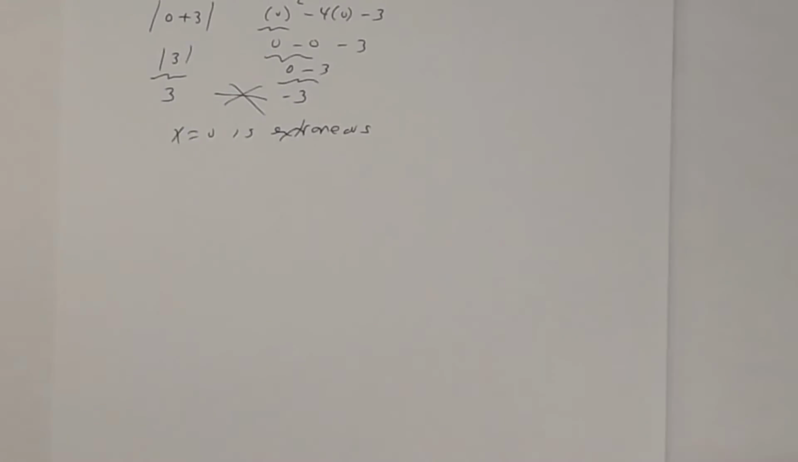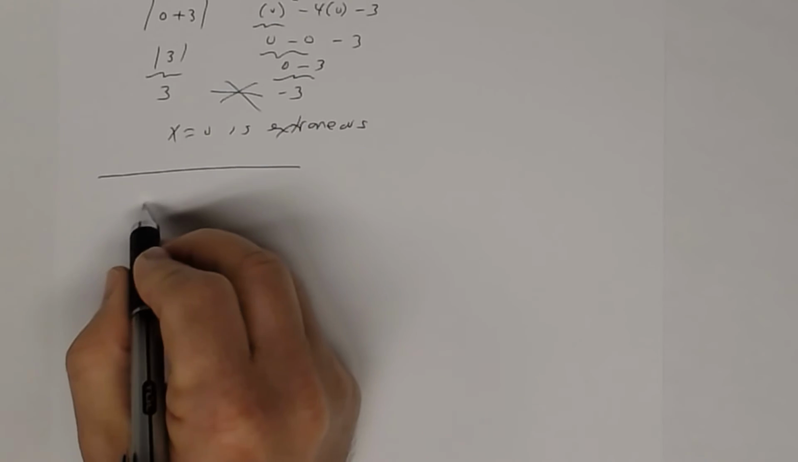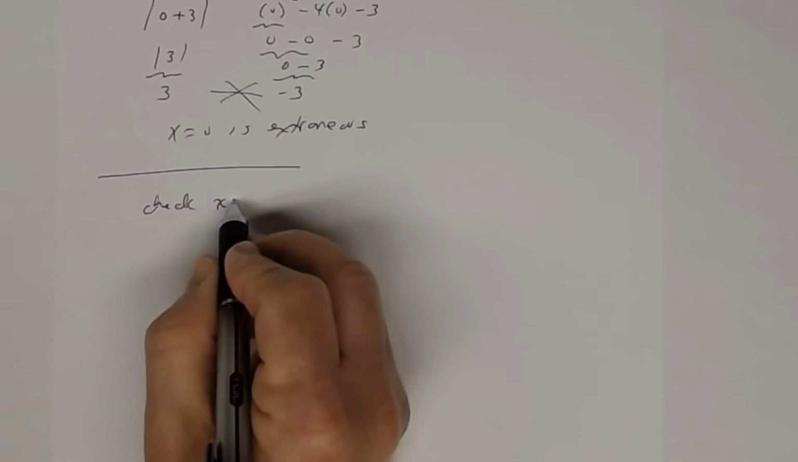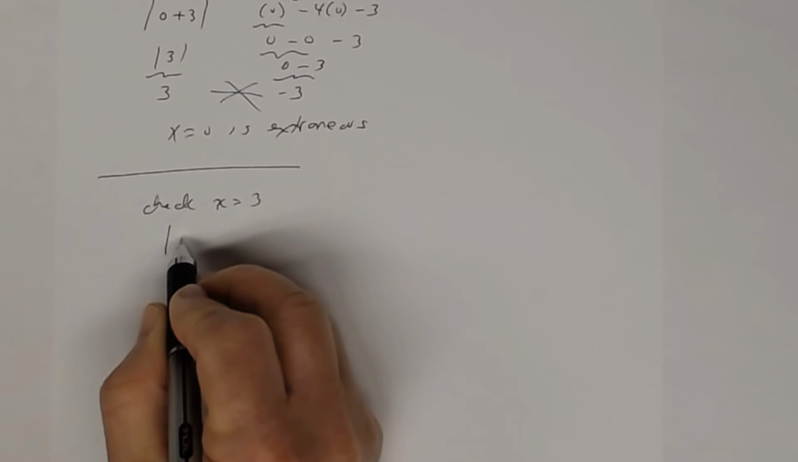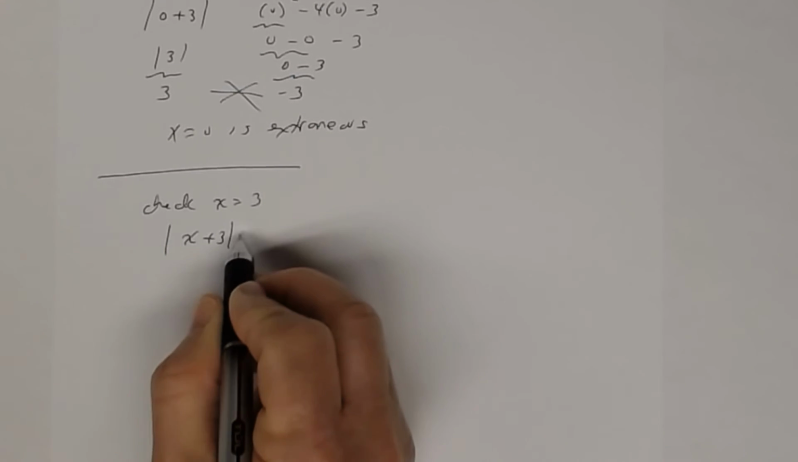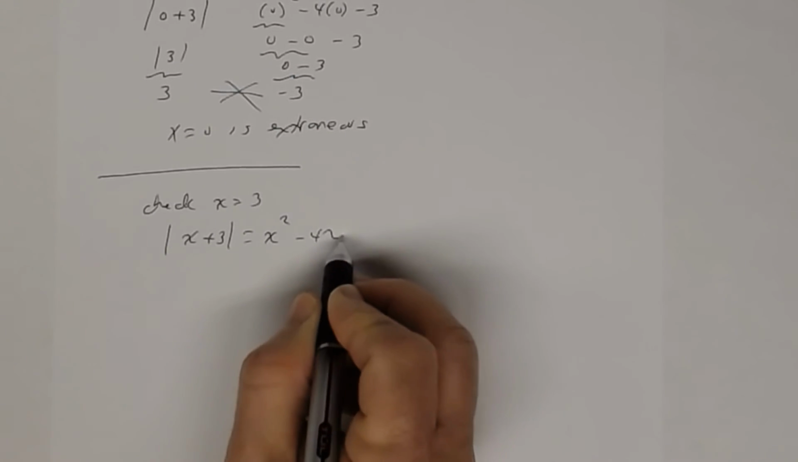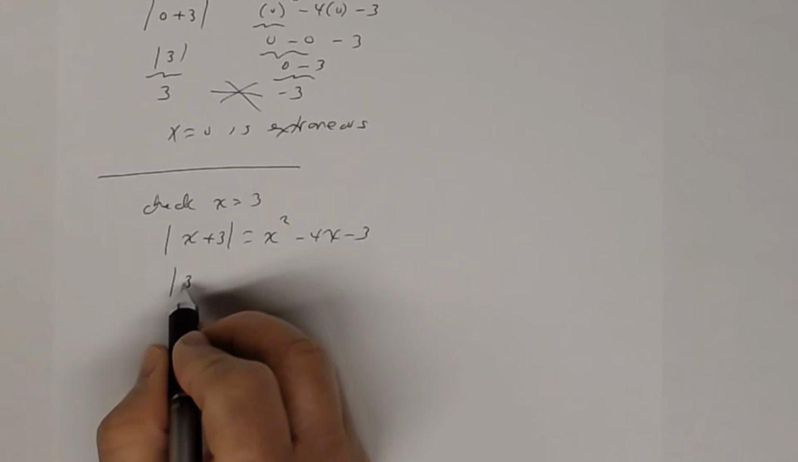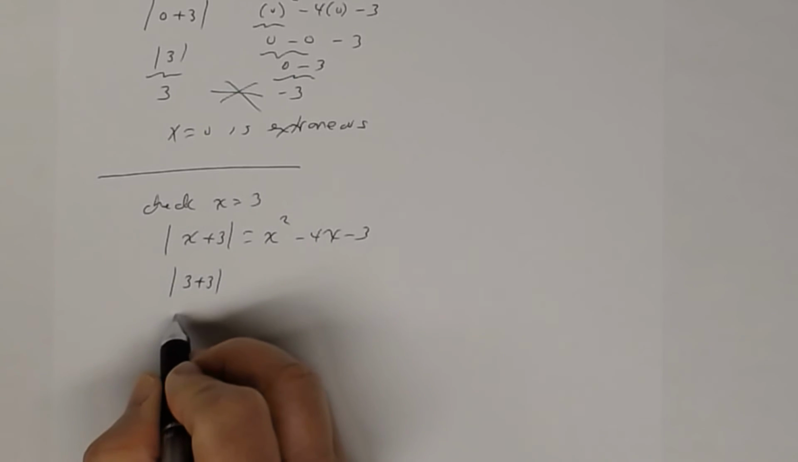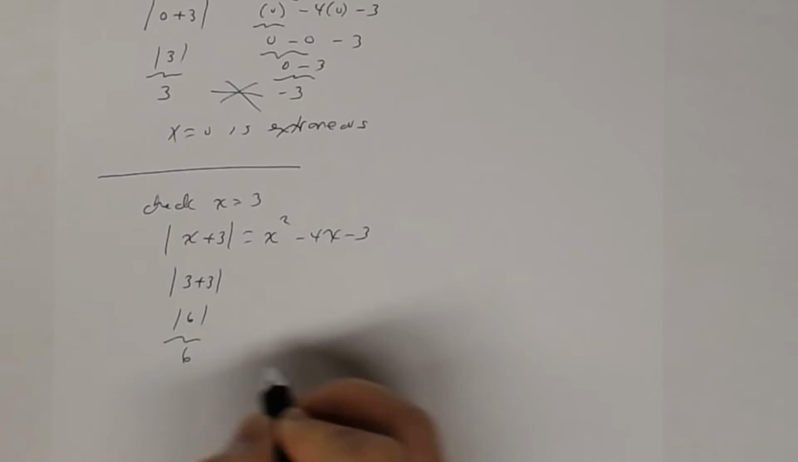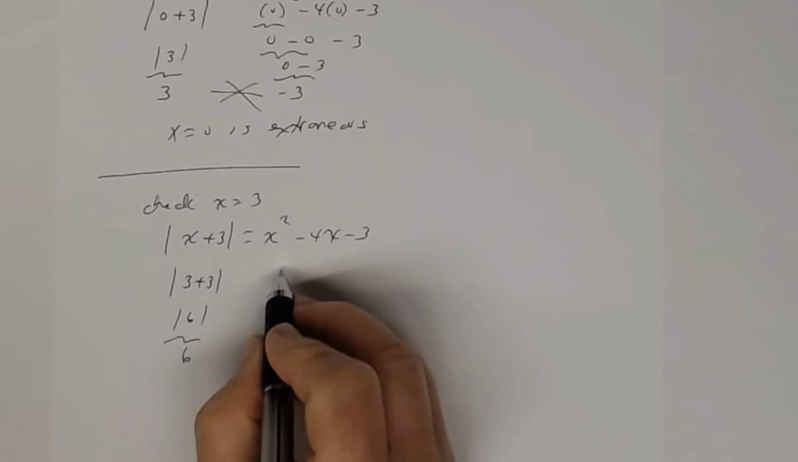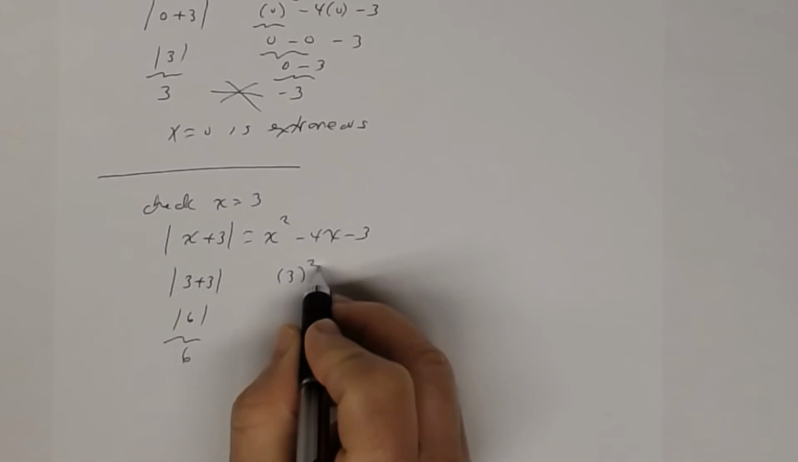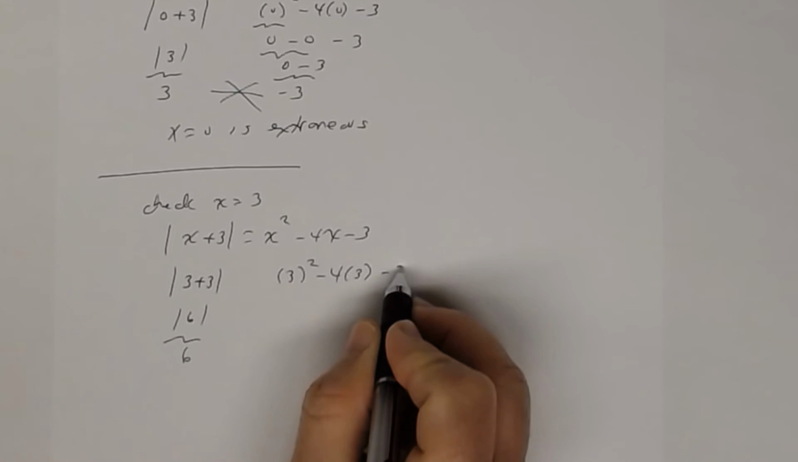So x equals 3. Check x equals 3. And the original equation was this: the absolute value of x plus 3 equals x squared minus 4x minus 3. So wherever we see the variable x, I'm going to substitute 3. So I get the absolute value of 3 plus 3. 3 plus 3 is 6, and the absolute value of 6 is 6. Go over here. I have 3 squared minus 4 times 3 minus 3.